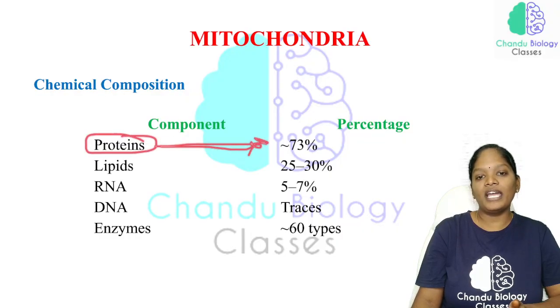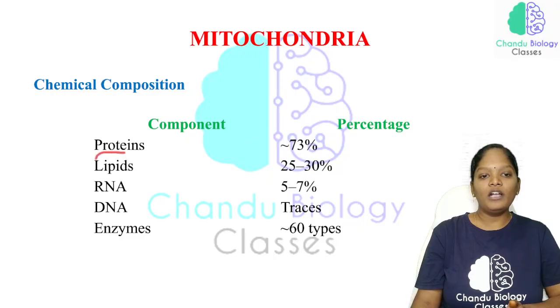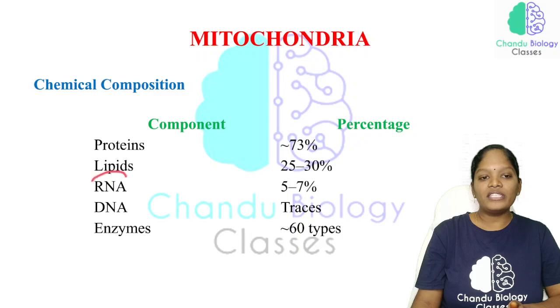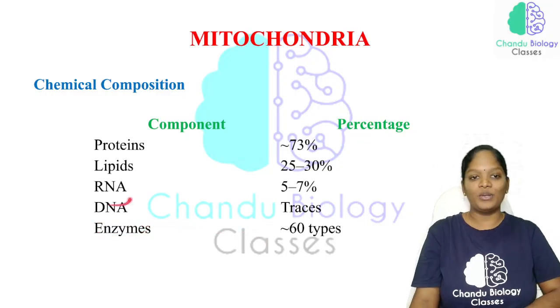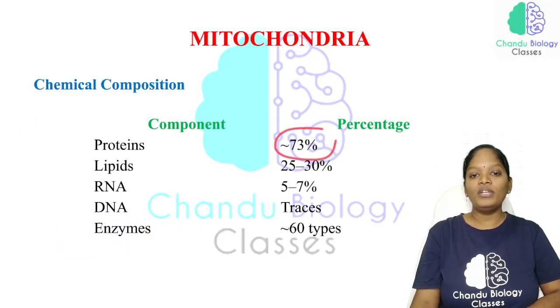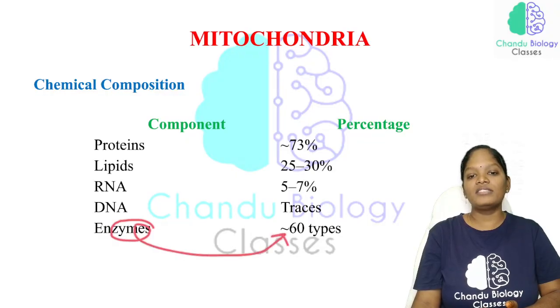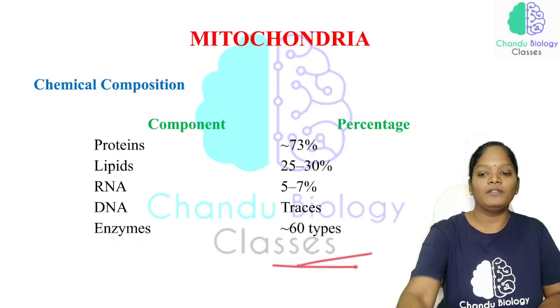The protein component is approximately 73%, and the lipid component is 23 to 30%, that is cardiolipin. The RNA will be 5 to 7%, and DNA will be only traces, a small amount, and the enzymes present in the mitochondria will be approximately 60 types. So protein is higher when compared to all other chemical components, approximately 73%, and we can see about 60 types of enzymes in the mitochondria, right? Fine.